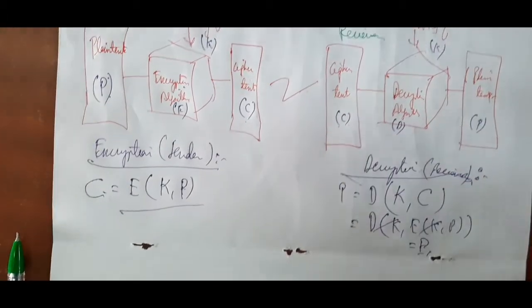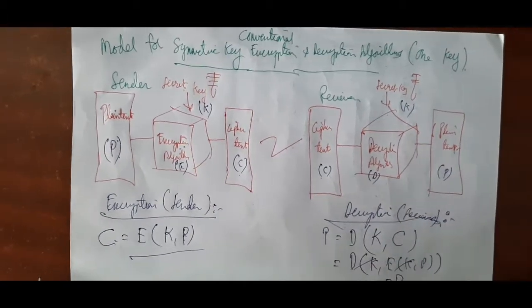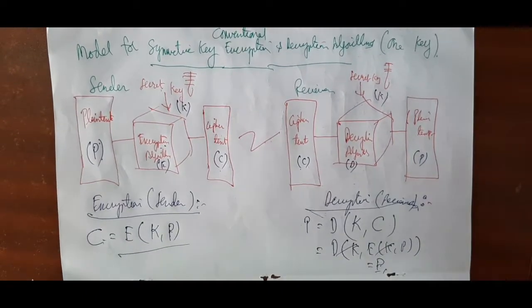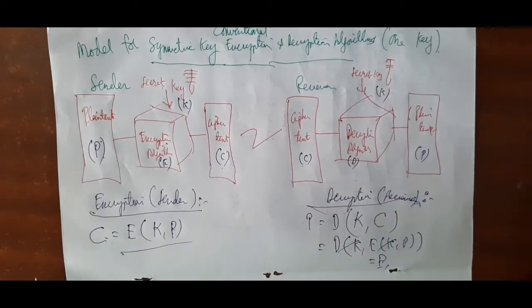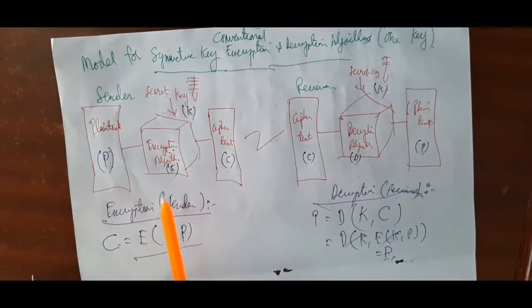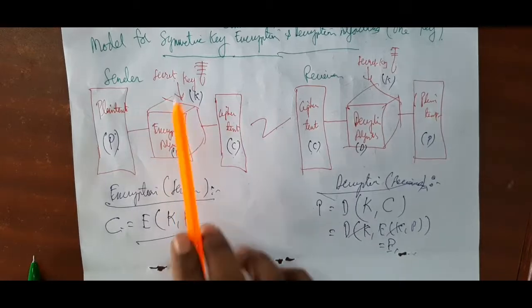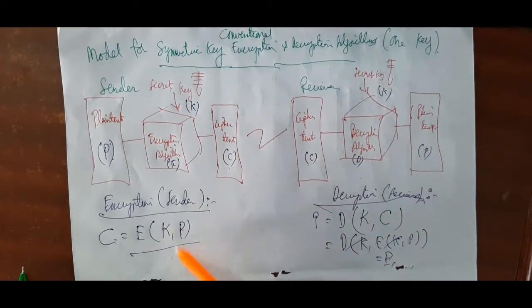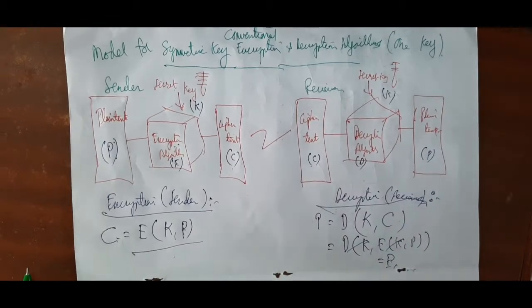So this is the general diagram and the formula representation for the model of symmetric conventional encryption and decryption algorithm using a single key, that is the shared secret key. The important components to be noted here are plain text, encryption algorithm, secret key, ciphertext and communication channel, and the formula for encryption and the formula for decryption.